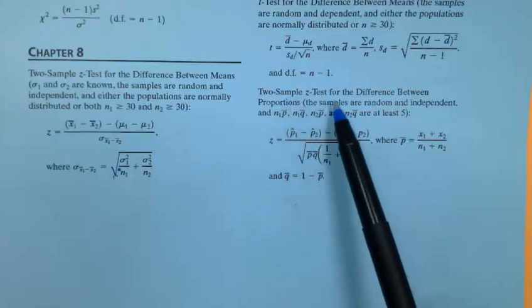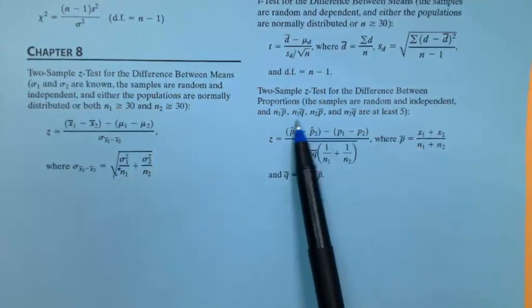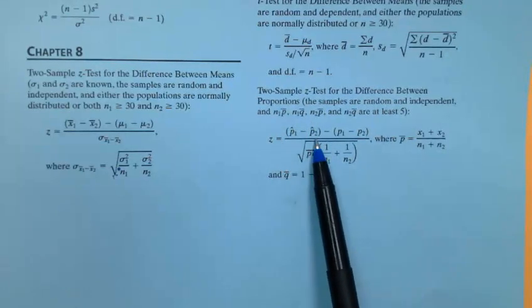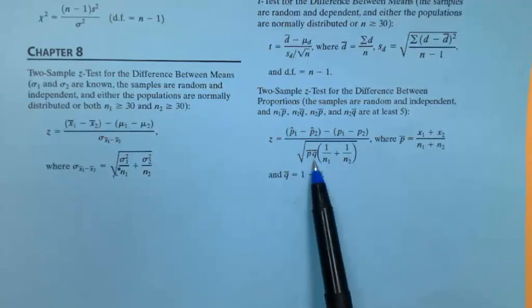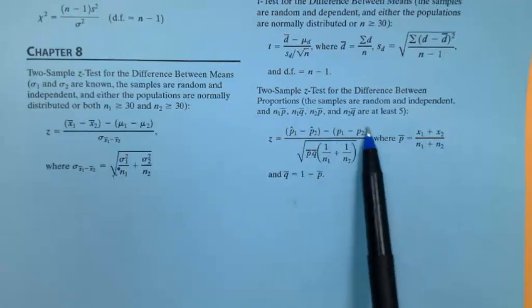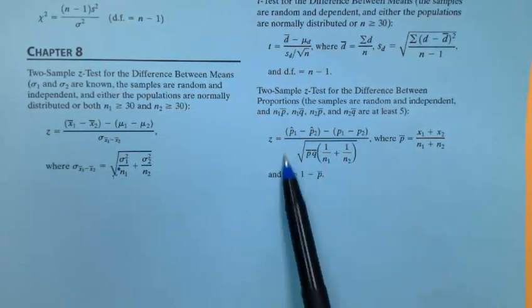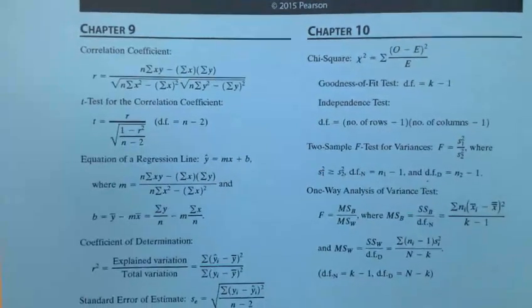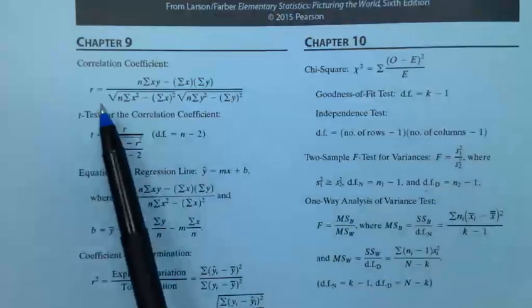Two sample Z test for difference between mean proportions. Again, this is how you calculate your test statistic. This is going to be your P hat minus P hat, minus 0, and then your standard deviation. So this is your sample proportion minus your hypothesized value, were they guessing, which is going to be 0, and then your standard deviation here. I know it's a long video, but hopefully this will make sense of where all these numbers and symbols are coming from.